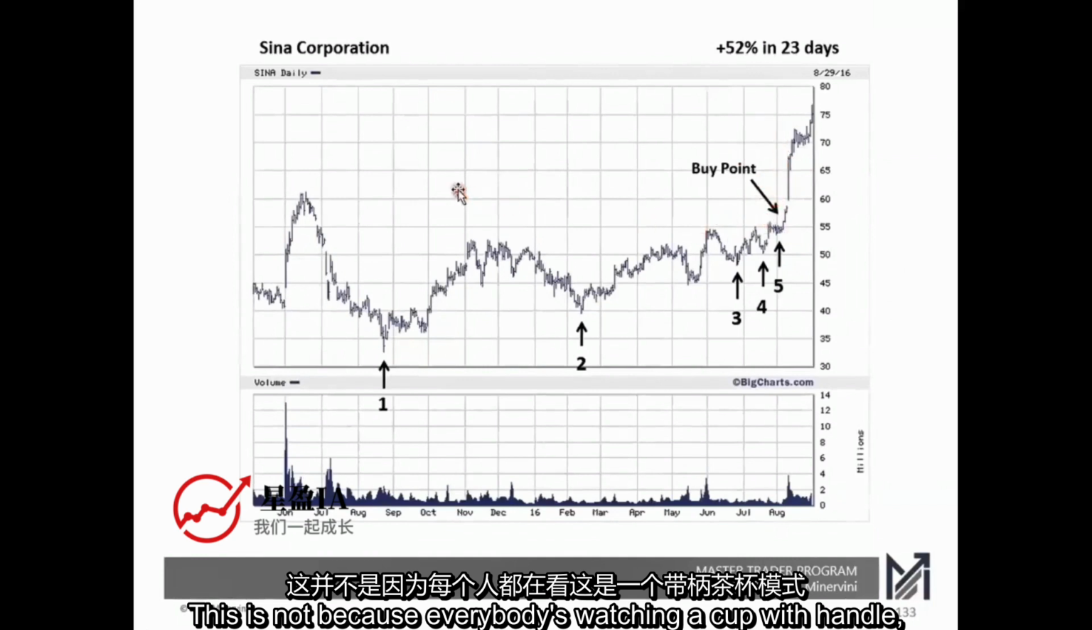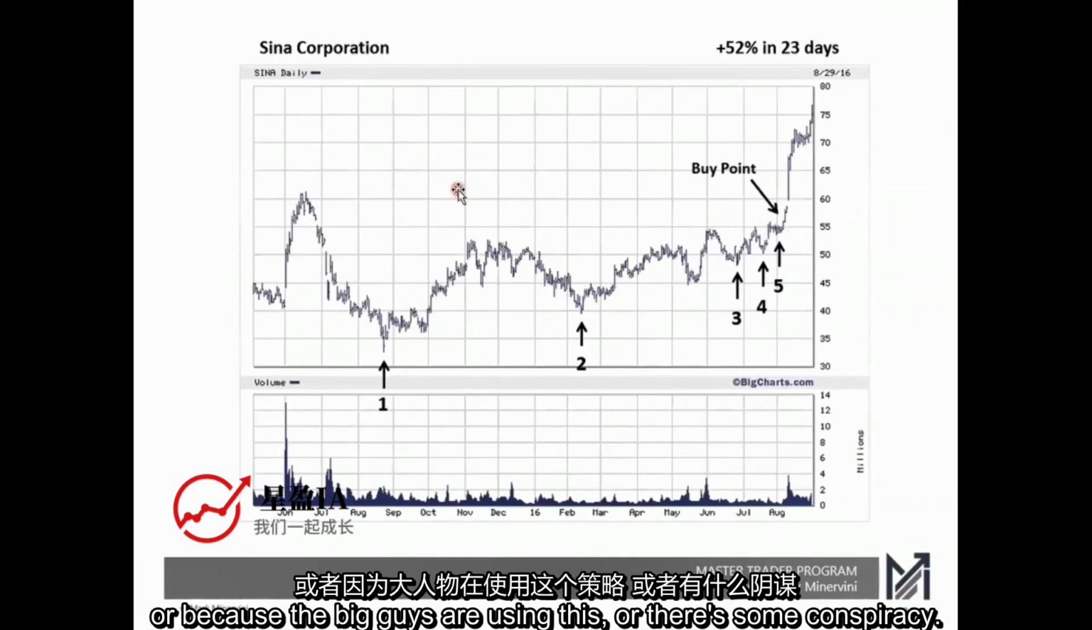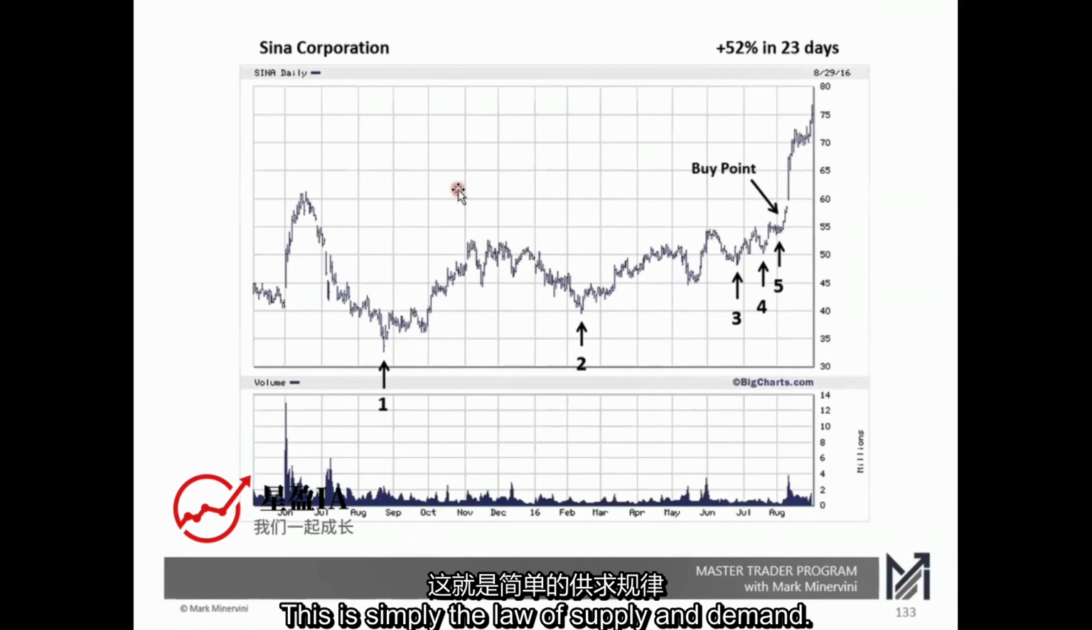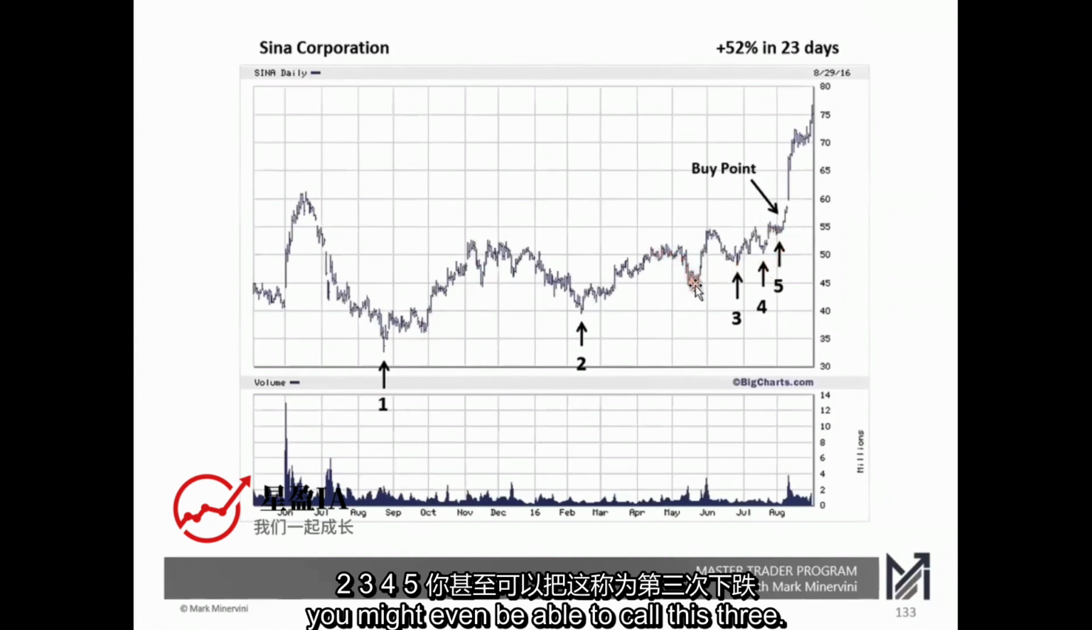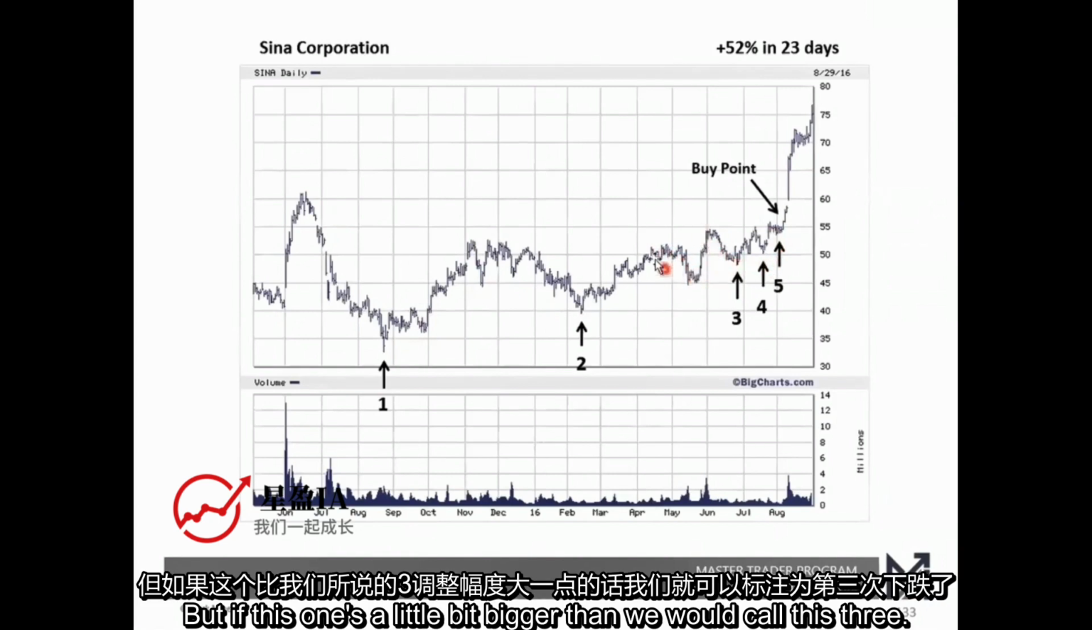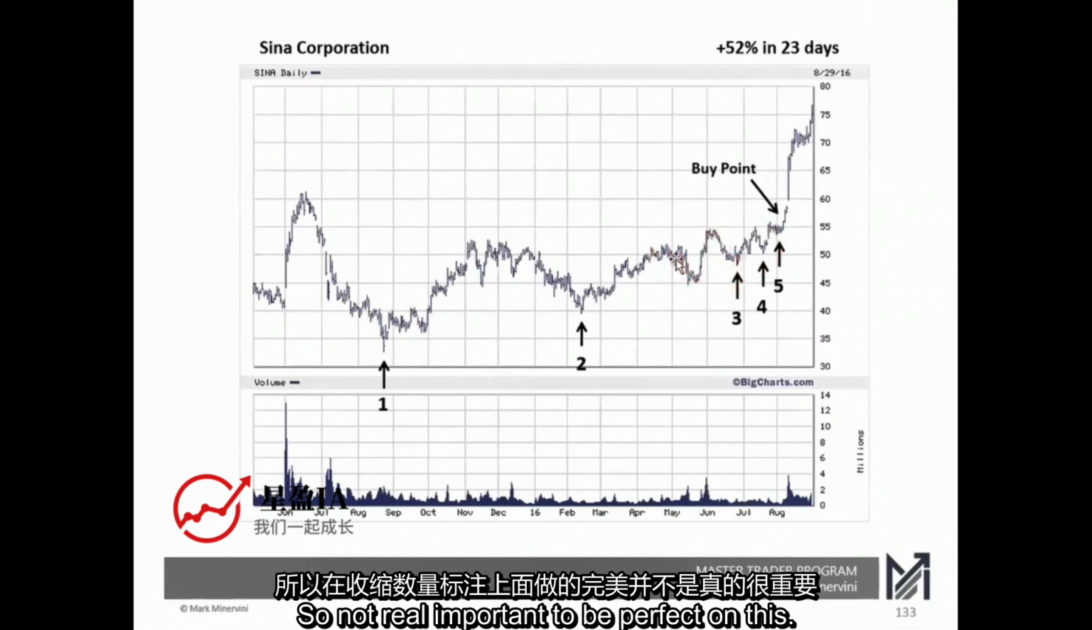This is not because everybody's watching a cup with handle or because the big guys are using this or there's some conspiracy. This is simply the law of supply and demand. And as you go through this, here's your first decline, 2, 3, 4, 5. You might even be able to call this 3. But if this one's a little bit bigger than this, then we would call this 3. So again, not real important to be perfect on this.